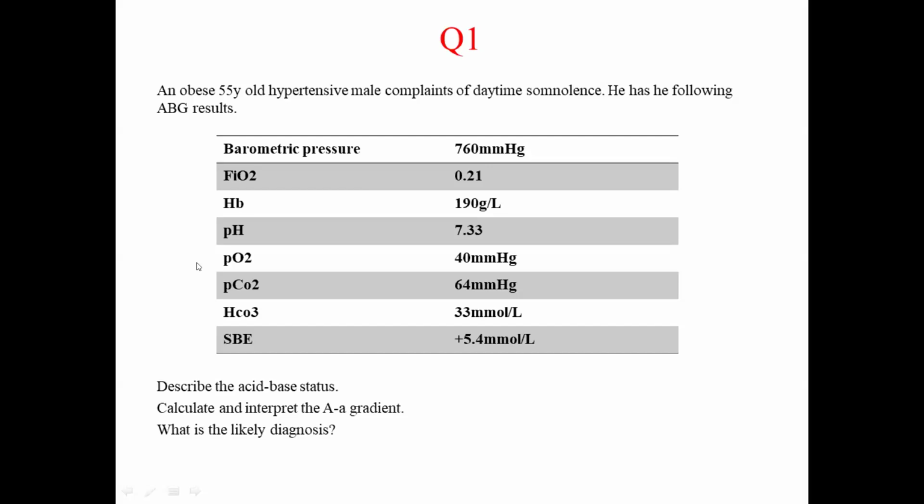Any other people other than Sriram? Okay, likely cause OSA, chronic respiratory acidosis. Amarnath: acute on chronic respiratory acidosis with metabolic alkalosis, increased AA gradient, hypoventilation. Okay.